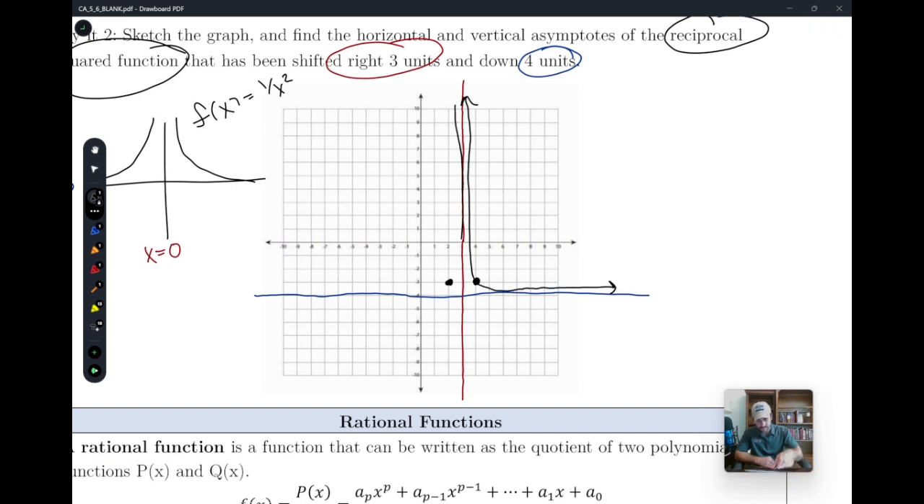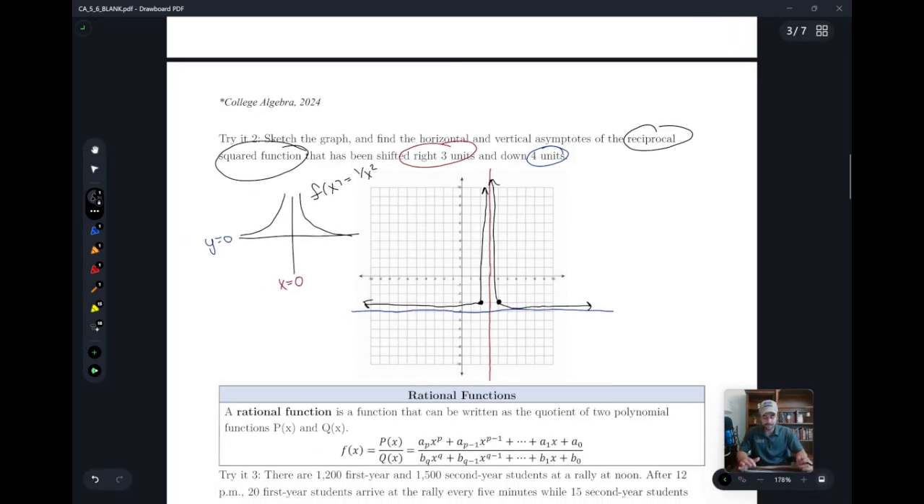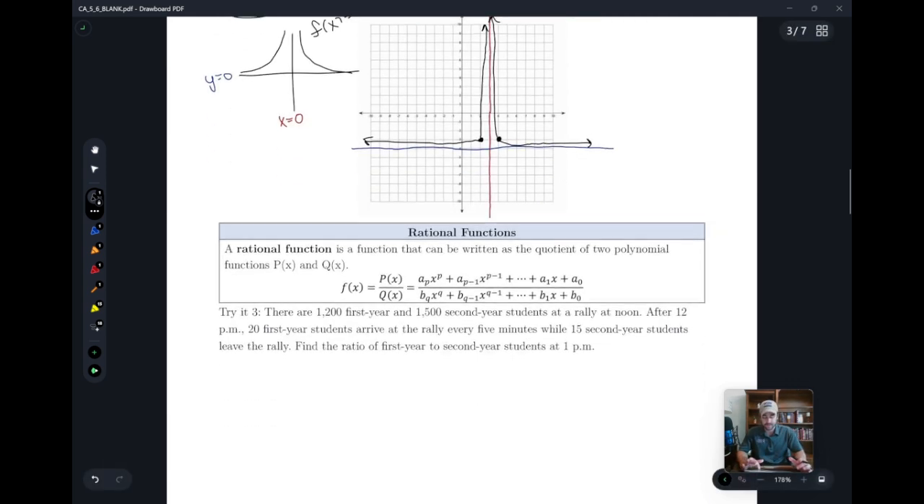Messing up all sorts of lines. Here we go. Looking like a volcano because it's squared. Awesome. So the shifts happen at the asymptotes, and then you draw your function from there.